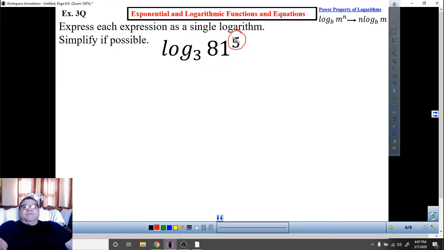So what am I going to do with this exponent of the given number? It goes where? In the front. So that is 5 times log 3. And then I write 81. And that's it. Okay. However, question, can I write 81 in base 3?